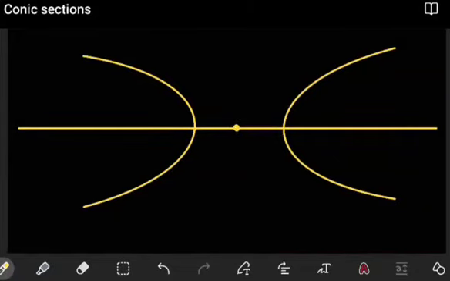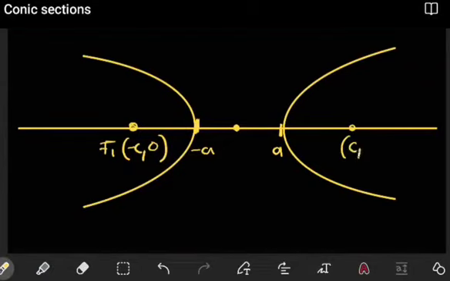So let's define a few terms. The distance from the center of the hyperbola to the vertices is just going to be a on each side. Going to the left, this will be minus a, and to here, this is going to be positive a. And then the fixed points, the foci, so this is F1. Being on the x-axis, this has to be minus c, 0. Don't forget, the distance from the center to the focus is c. And going this side, it will be positive c, so this will be c, 0.